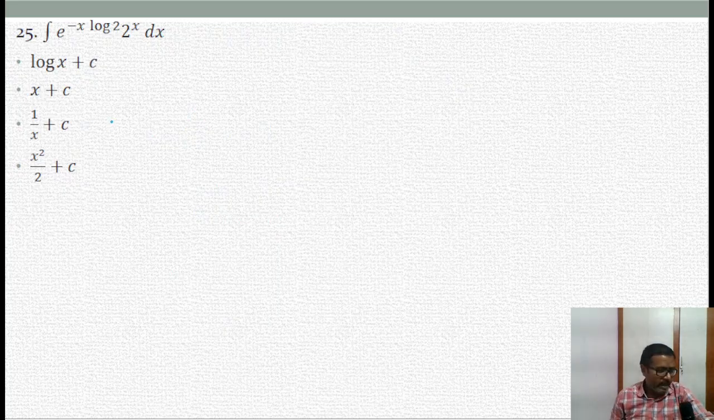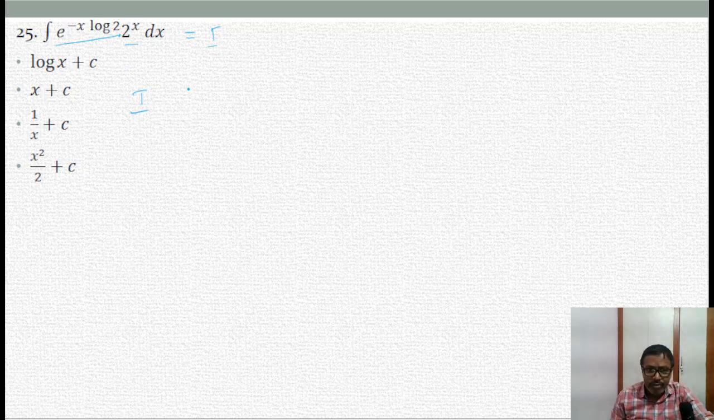Now again it is an indefinite integral. Let us consider this as I, the integral of e to the power minus x log 2 into 2 to the power x dx. So two functions are there. E to the power minus x log 2 is one function, 2 power x is another function. First let us try and simplify, if possible, e to the power minus x log 2.